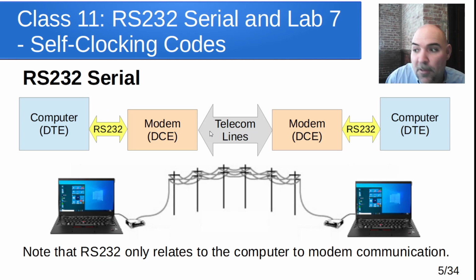So in other words, if we were to look at a picture of what that looks like, RS232 is right here between the computer and the modem. It doesn't have anything to do with the telephone line stuff going on here. It's just between the computer and the modem. So you would have one RS232 from the computer to the modem to send data to it. The modem would then send stuff across the telecom lines to another modem. And then the other modem would then send it over RS232 to the computer on the other end. So in that way, a computer could talk to another computer at a distance by using this modem. Now, the RS232 part is only this part right here between the computer and the modem.